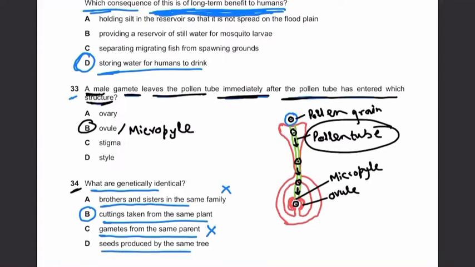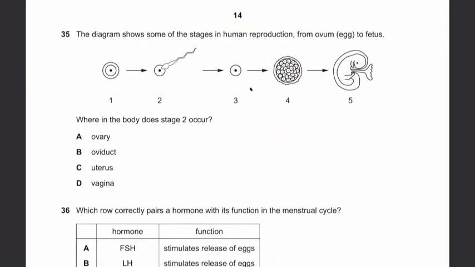Seeds produced by the same tree. Guys, seeds are produced by fertilization, that is the fusion of male and female gametes. So when the male and female gametes fuse, these gametes are from the different parents, and obviously they are genetically non-identical from the parents as well. So the seeds are produced by fertilization, by the fusion of male and female gametes. So seeds are genetically different from the original plant. MCQ number 35. Let's move on to MCQ number 35. The diagram shows some of the stages in the human reproduction from ovum, egg to the fetus.